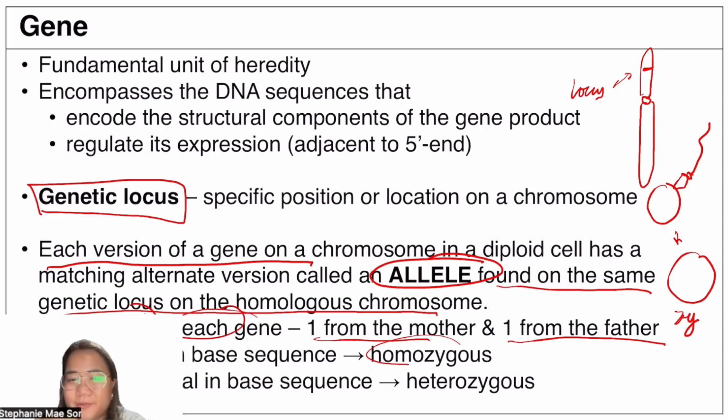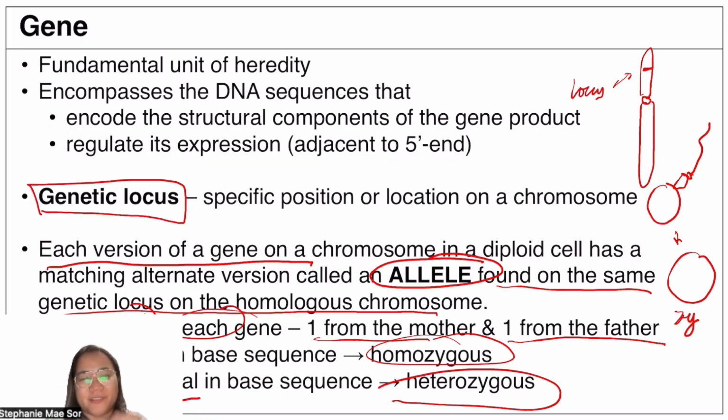If pareha sila, you call it homozygous. If identical sila, then, if hindi sila parehas, then you call it heterozygous. Okay? So, hindi natin tatalakayin yung mga Punnett square, etc. So, tandaan nyo lang. One from the mother, one from the father. Kaya meron kang two versions of each gene. Okay?